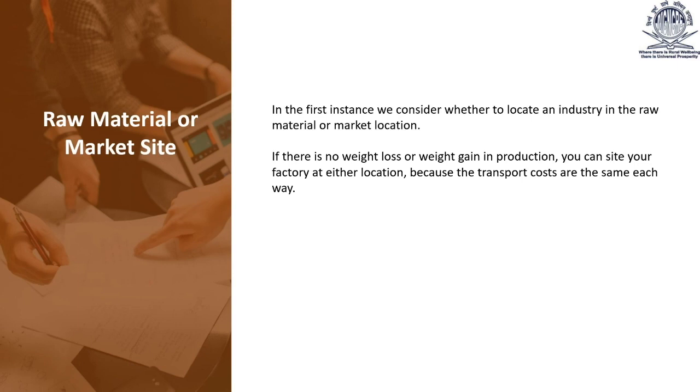Next is raw material or market site. In the first instance, we consider whether to locate an industry in the raw material or market location. If there is no weight loss or weight gain in production, you can site your factory at either location because the transportation costs are the same each way.